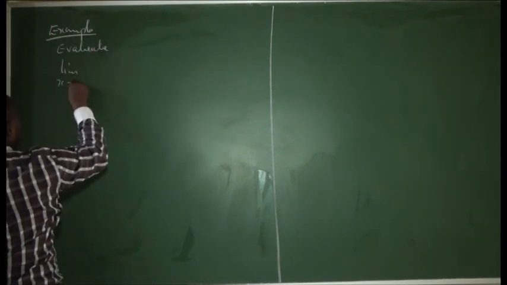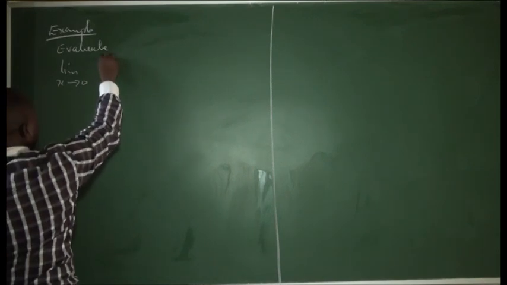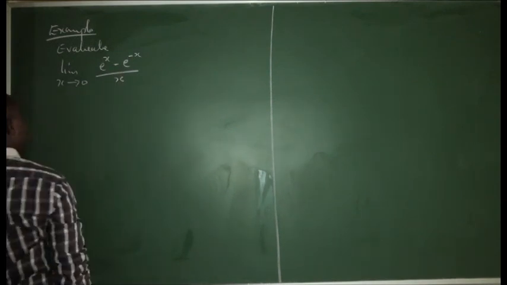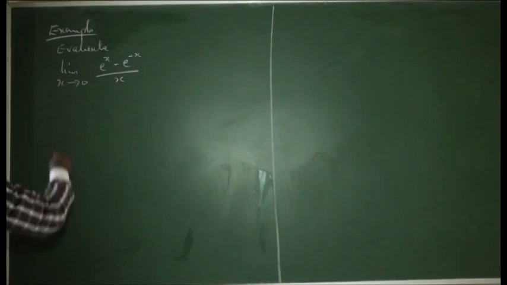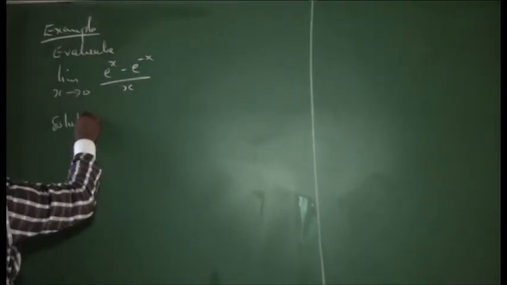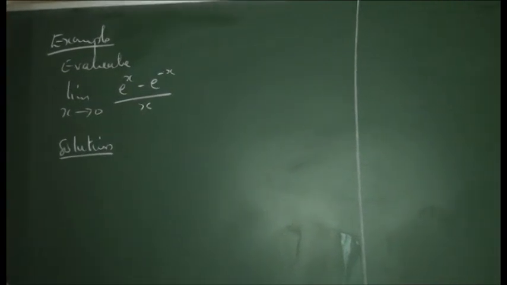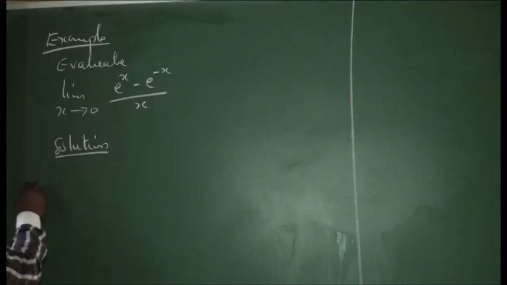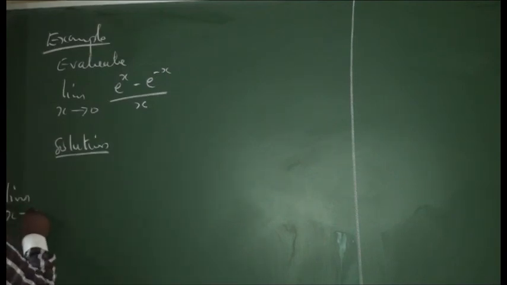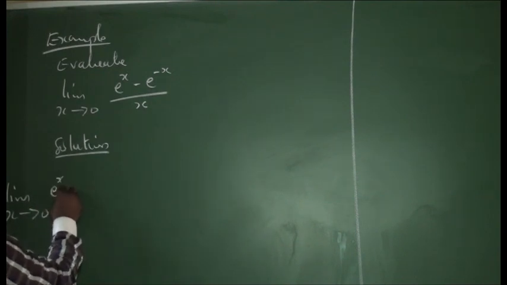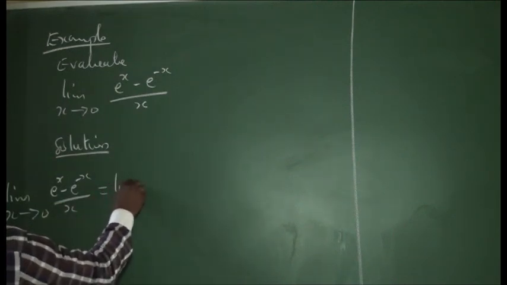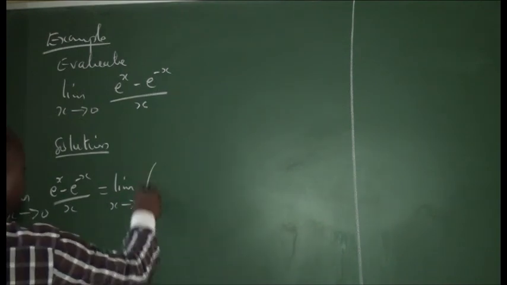We're going to evaluate the limit as x approaches 0 of (e^x minus e^(-x)) over x. We see that these are functions that can be expanded by a series method. So we can write the limit as x approaches 0 of (e^x minus e^(-x)) over x.